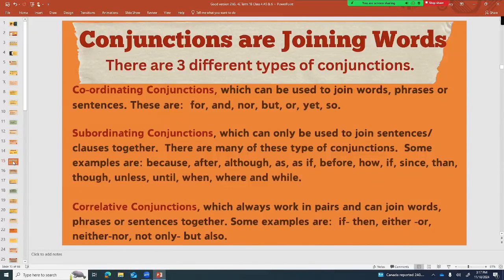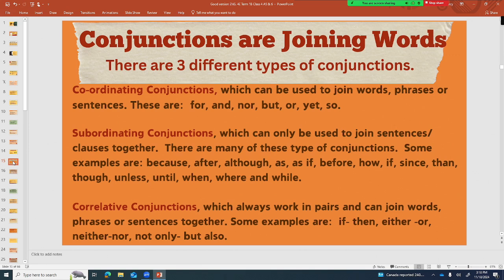Okay. So to do a compound sentence, you need a conjunction. And conjunctions are joining words. There are three main different types or categories of conjunctions. The first one is coordinating conjunctions. They can be used to join words or phrases or sentences, and there's only 7 of them. For, and, nor, but, or, yet, and so.